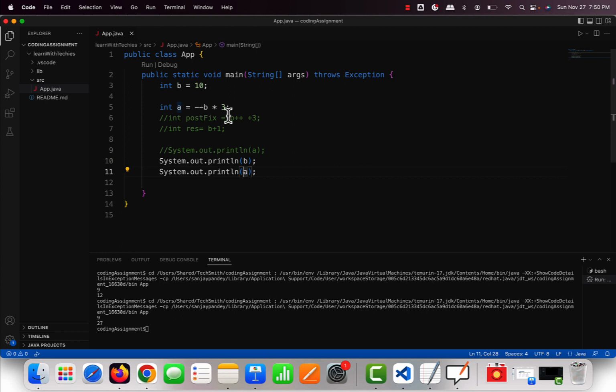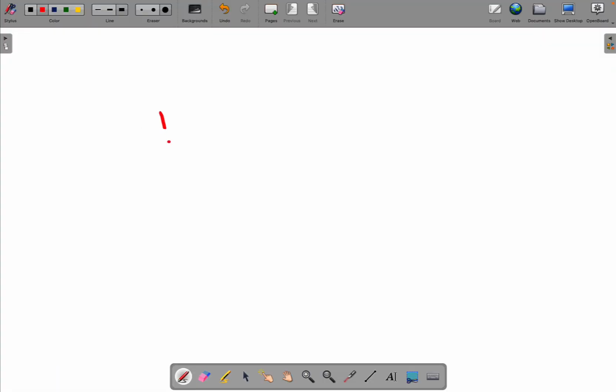So in the precedence also, this has the higher precedence than multiplication, subtraction and all of the others. So this is how the plus plus and minus minus works. There is one more unary operator, the not operator. So not is a simple exclamation mark.